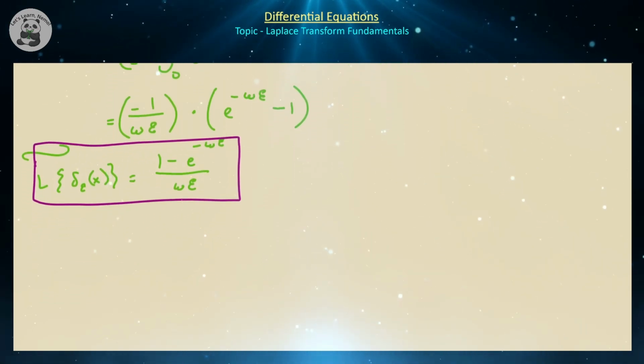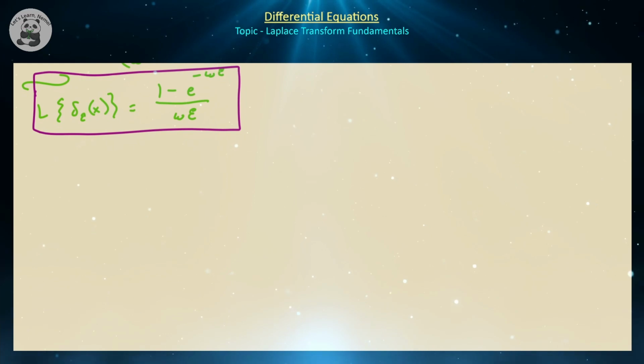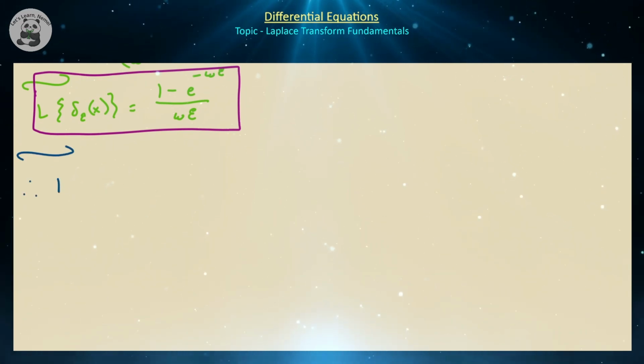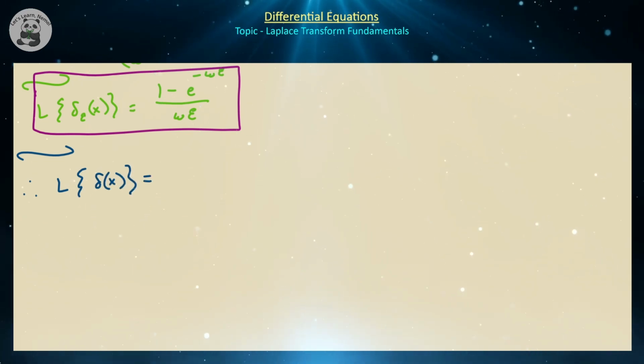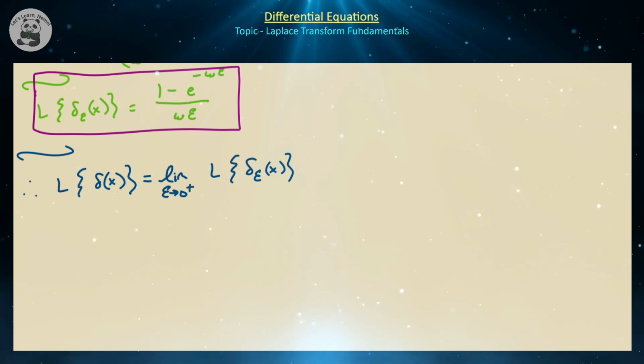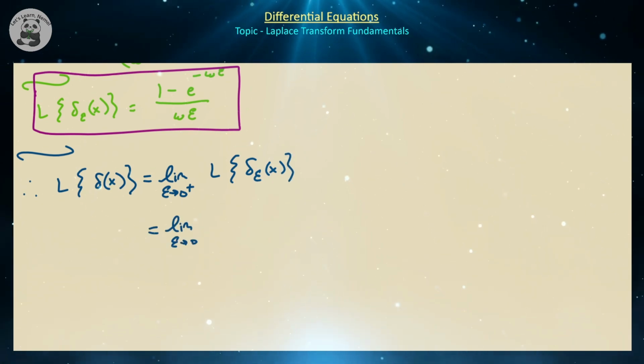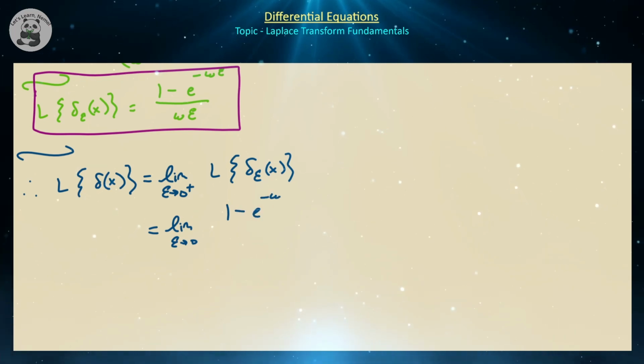Now what we're going to do is take the limit as epsilon goes to 0 from the right, and that's going to give us what we want. So the Laplace transform of our unit impulse function will be equal to the limit as epsilon approaches 0 from the right of the Laplace transform of delta epsilon of x. So that's going to be equal to the limit as epsilon approaches 0 of 1 minus e to the minus omega epsilon all over omega epsilon.